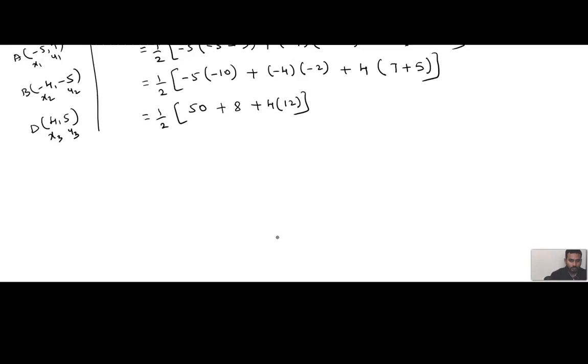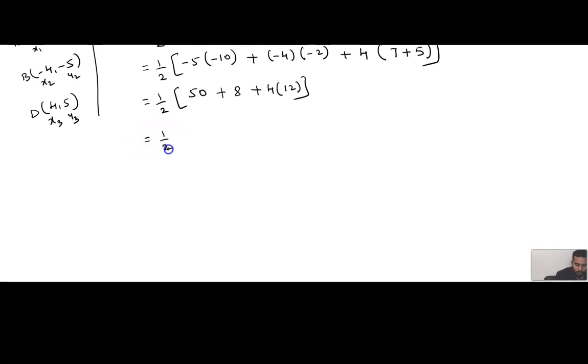Done? Good. Next, half into 50 plus 8, 58, plus 12 4s are 48. 12 4s are 48. Then half into, if you want calculation, you can do 58 plus 48. 8 plus 8 is 16, 6 and 1 carry, 5 plus 1 is 6, 5 plus 1 is 6... the total is 106. Half of 106: 2 1s are 2, 2 5s are 10, 2 3s are 6. So what is the answer?